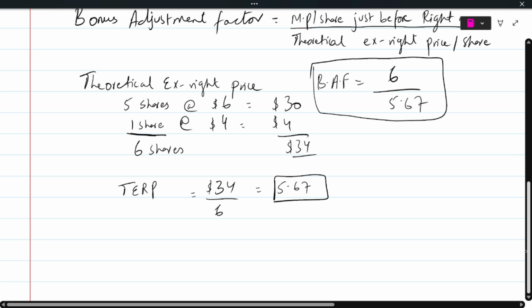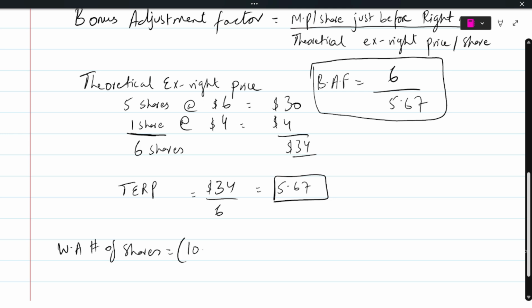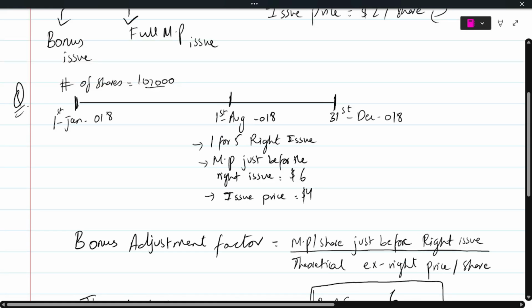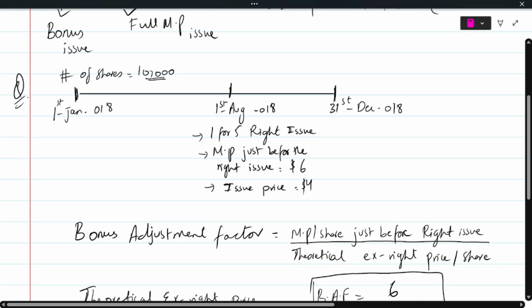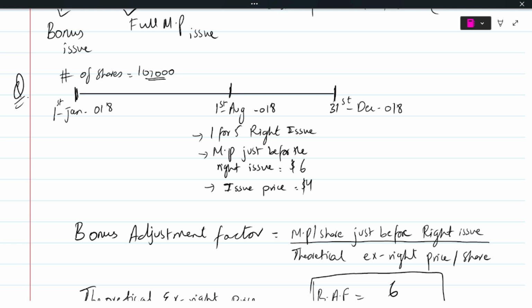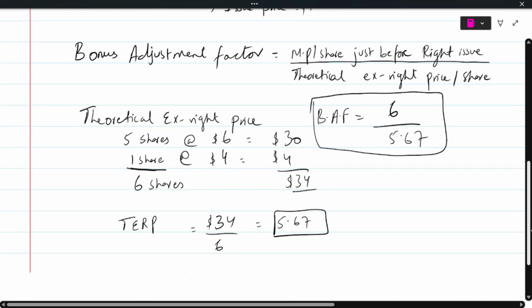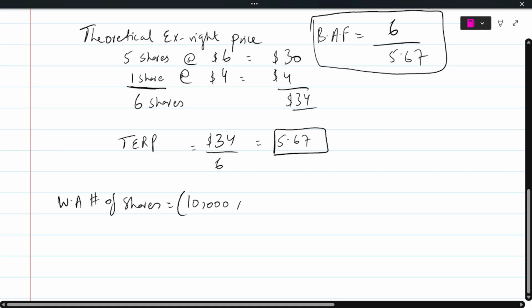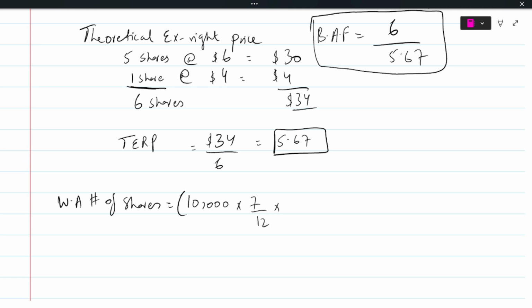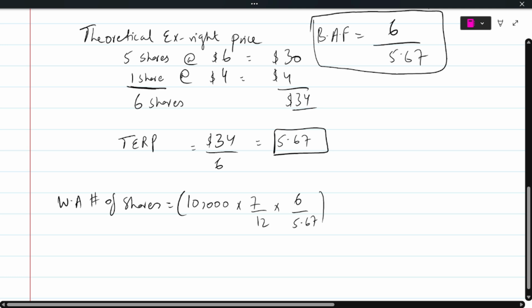So we'll be using the same weighted average number of shares technique to solve this question. At the start of the year, we had 10,000 shares, correct? Now how many months from January to August? January, February, March, April, May, June, July. Yes, 7 months. So 10,000 shares times 7 over 12. Then we multiply these shares with our bonus adjustment factor, which is 6 over 5.67. Then there's this plus over here.